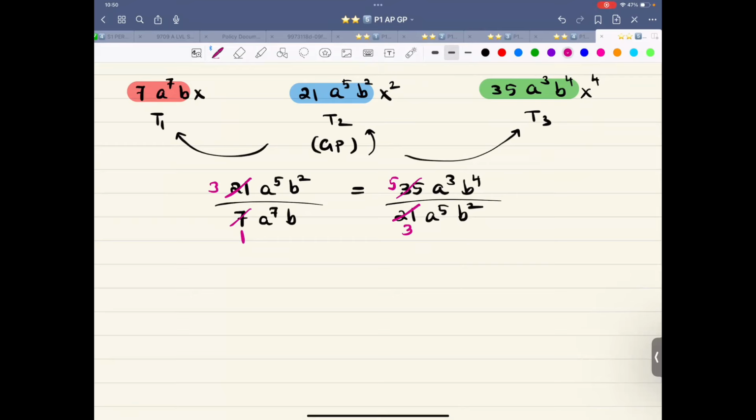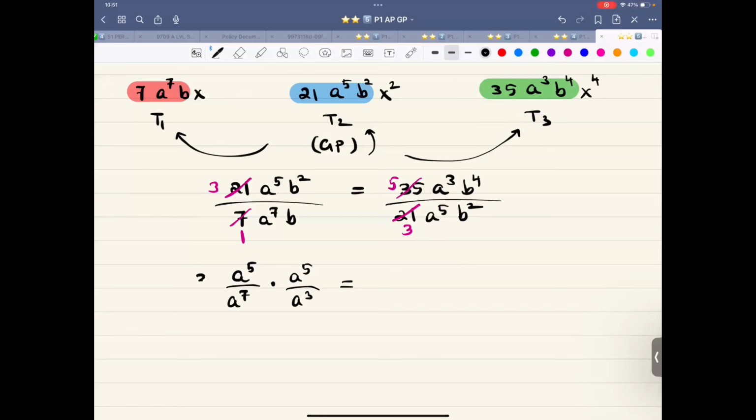B square, take all the a's on one side. Let me do this. So if I take all the a's on one side, this is a power 5, a power 7, that a cube. a power 5 goes up, a cube goes down. Take all the b's on one side.